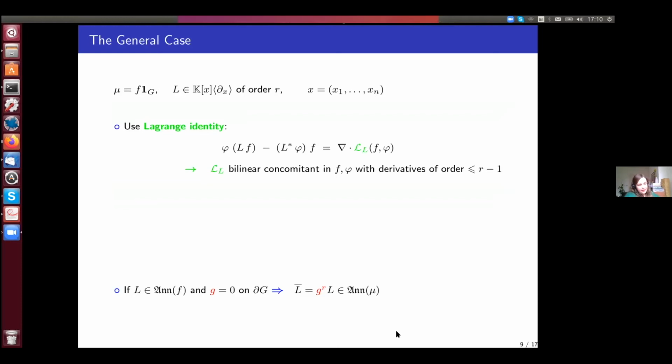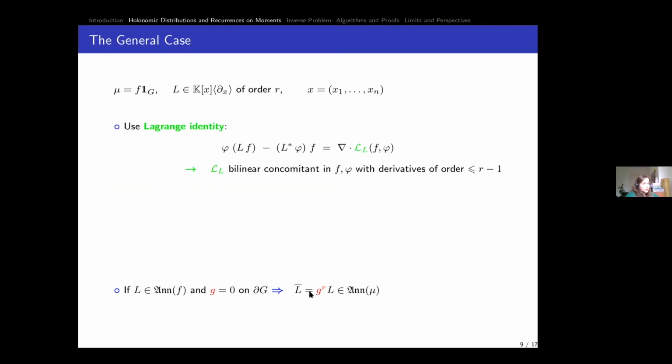In the general case, it's exactly the same idea. Now we have an annihilator of order R for our density. And what we are saying is that by multiplying with a polynomial that cancels on the algebraic boundary of the support, raised to the power R, where R is the order of our annihilator of the density, we can get an annihilator for the measure mu.